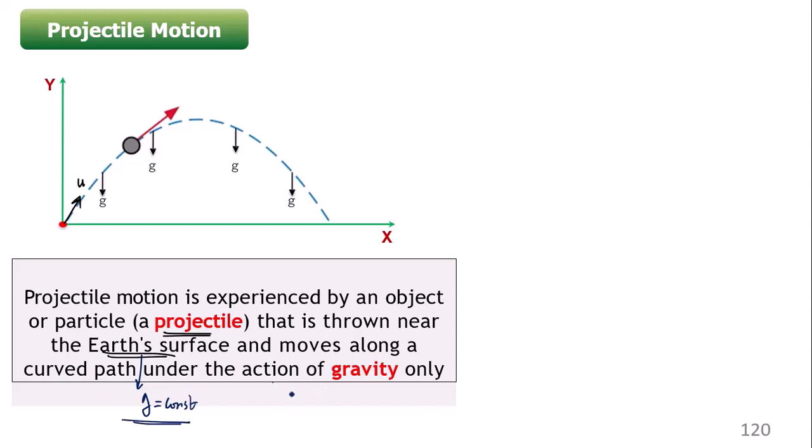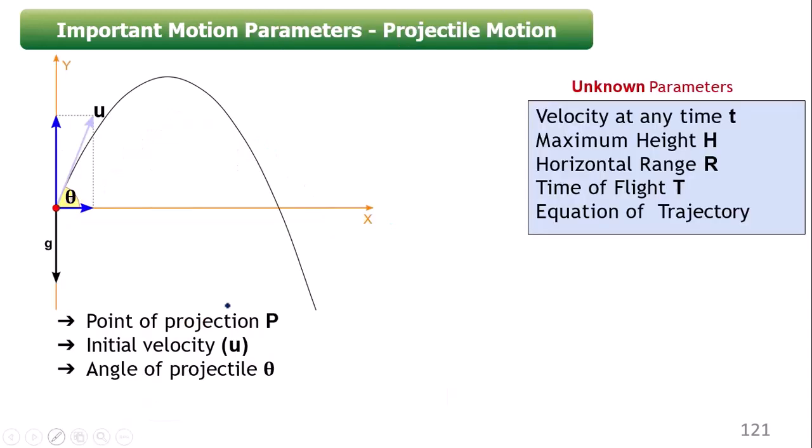So under the action of gravity, only the gravity force is acting on the particle, and that gravity force is also constant because I am projecting the particle at a very low speed. These are the important parameters that I want to calculate regarding the projectile movement. First, the velocity at any time. Second, the maximum height attained by the particle. Third, the horizontal range. Fourth, the time. And fifth, the equation of trajectory. These are the unknown parameters I have to calculate.